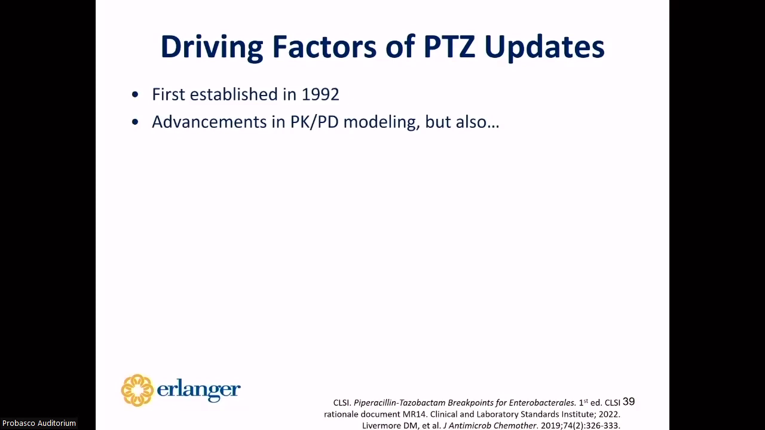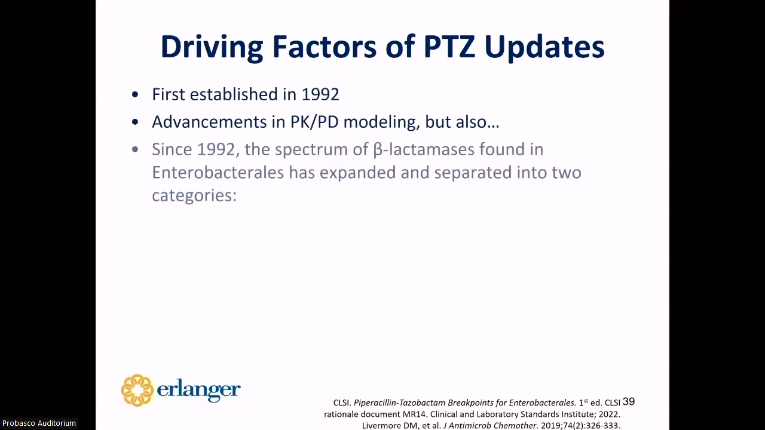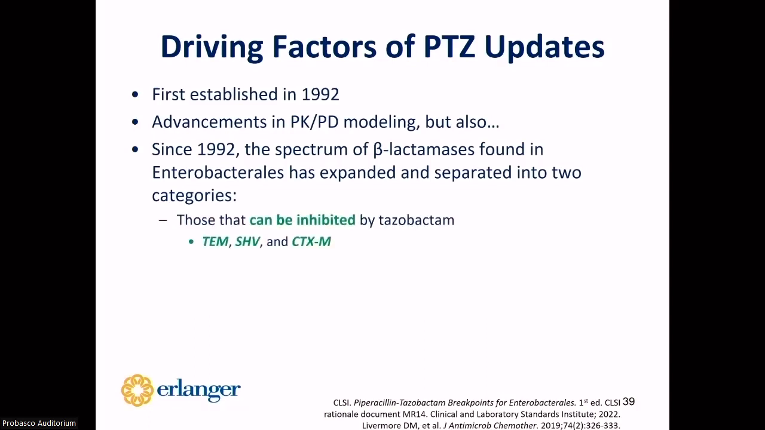Since then, there's been a lot of advancements in PK/PD modeling, as already discussed. But also, we've got a better understanding of beta-lactamases now. And we essentially separate them into 2 categories. The first being those that are easily inhibited by tazobactam, like TEM, SHV, or CTX-M. But unfortunately, we also have those that are poorly inhibited by tazobactam, like AmpC, OXA-1, OXA-30.